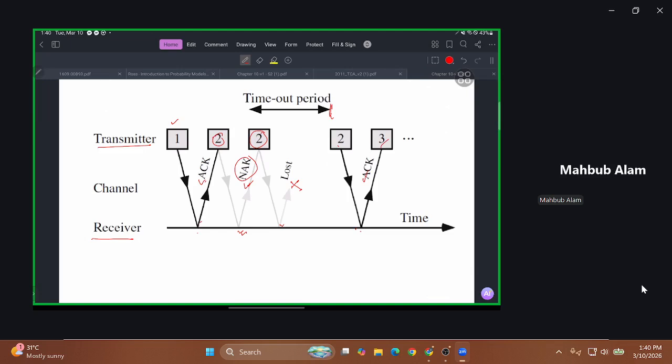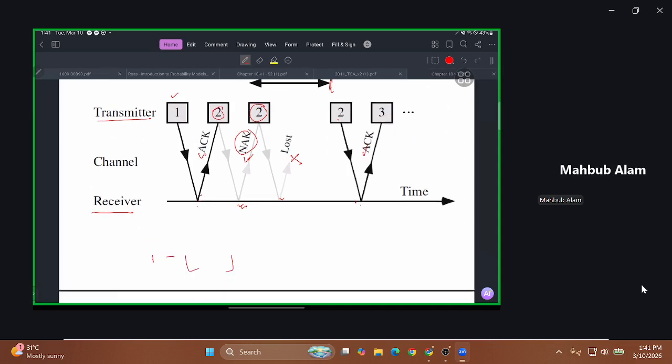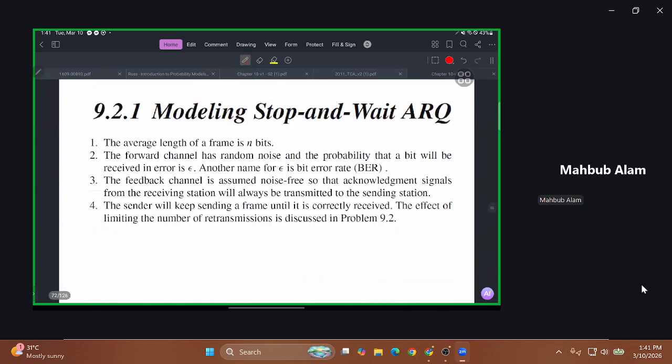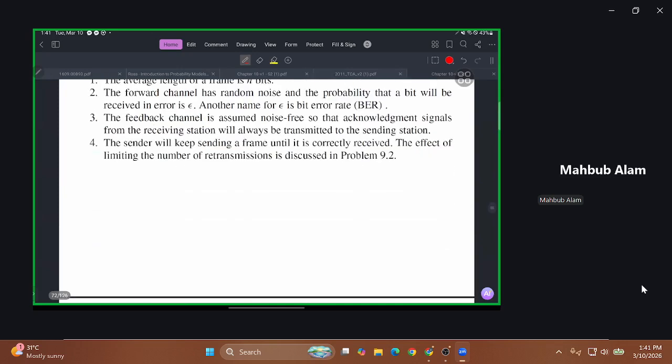Now, if we model this using a discrete time Markov chain, the question is, what will be the time slot? What will be the states of the Markov chain? And once we have the states, we have the probability transition matrix. The Markov chain is very simple.